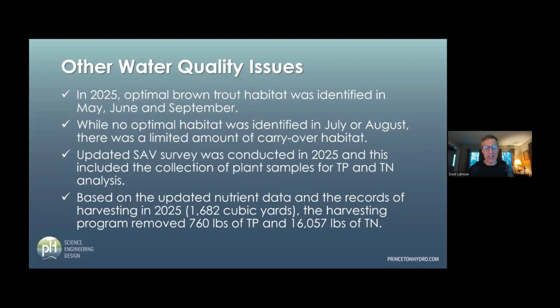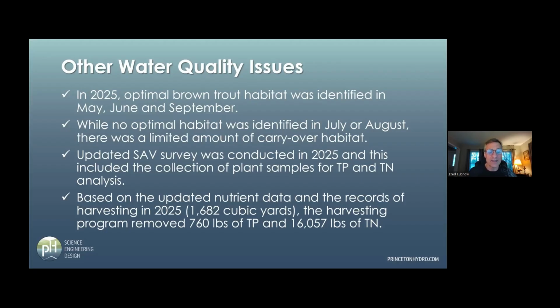So a few other water quality issues I want to mention. As we measure temperature and dissolved oxygen in 2025, we did have optimal brown trout habitat in May, June, and September. That optimal habitat was no longer present in July or August, but there was a limited amount of carryover habitat. So optimal habitat is the stuff where the brown trout would not be stressed. Carryover habitat means they can survive in it, but there may be a little bit of stress. And again, this is largely based on temperature and how much dissolved oxygen is available for those fish.